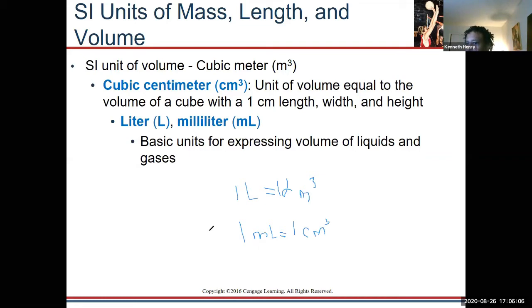Questions, concerns? Okay, so when they're talking about cc's, cc stands for cubic centimeters. Often you'll see it just written as cc's, particularly in the US. So that means the same thing as 1 cubic centimeter. So 1 milliliter is equal to 1 cubic centimeter. So the density of water, for instance, when we talk about density, which we'll be talking about in a second, the density of water is 1 gram per 1 milliliter.